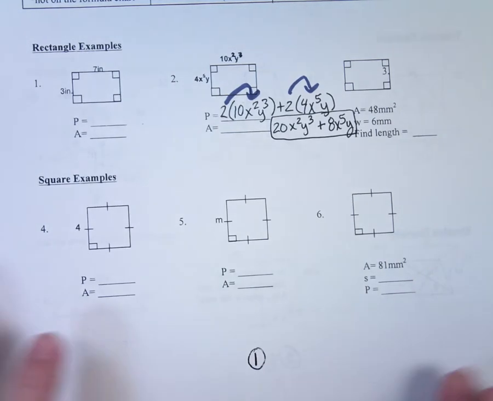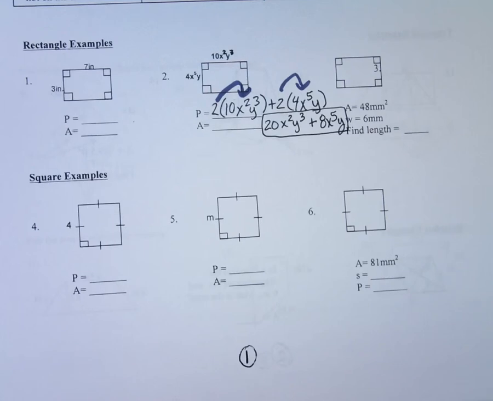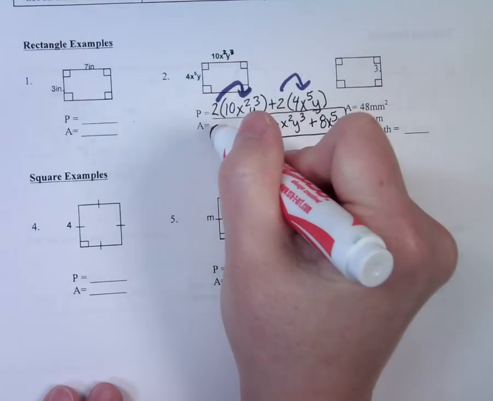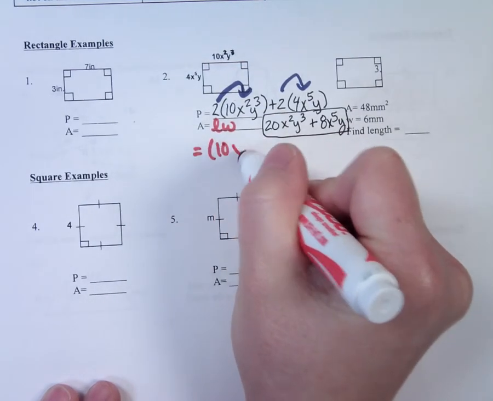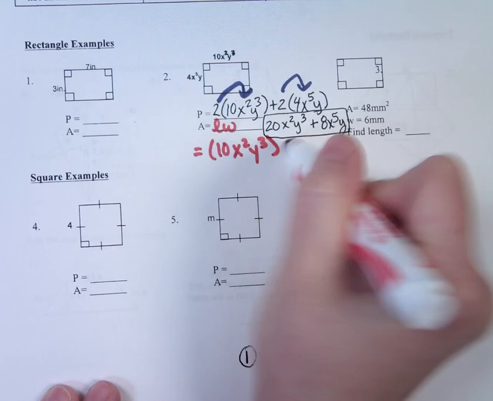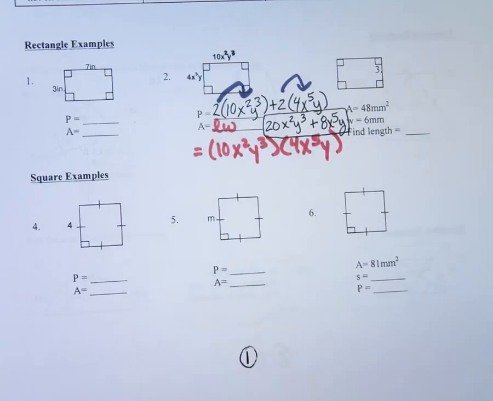Okay, and then because it's a rectangle, I can find the area either by taking length times width or base times height, however you like to think of it. So I'm going to do length times width. So we said a minute ago the length was 10x squared y cubed, and the width is 4x to the 5th y. Now, when you're multiplying and dividing, they don't have to look the same. When you add and subtract, they have to look the same in order to be able to add and subtract. But if you're multiplying and dividing, they do not have to look the same.